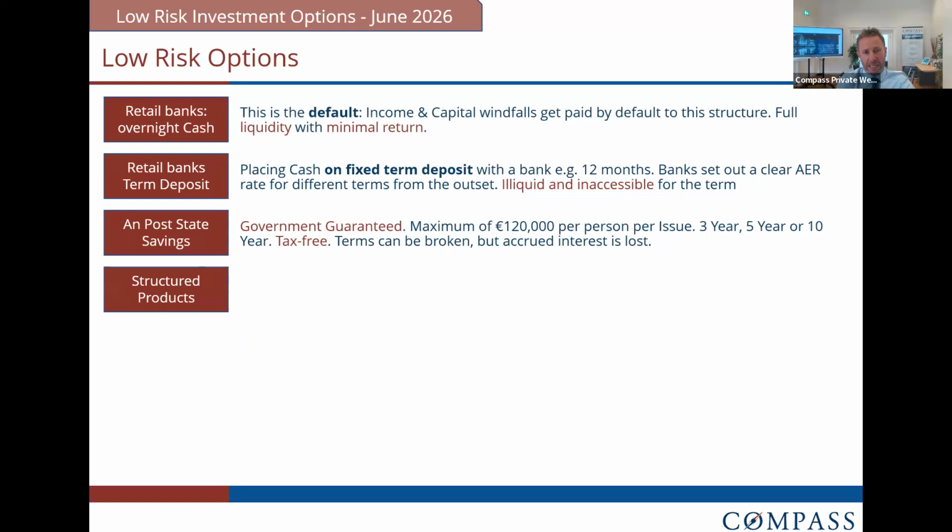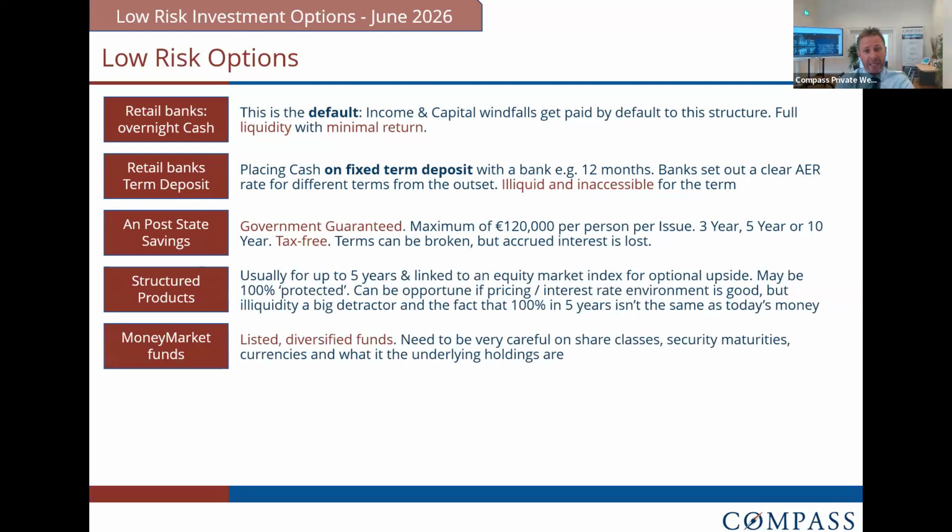Structured products are something that we're not a huge fan of, frankly, because they're often constructed in such a way that they're complex and there are all sorts of hidden fees and different things. We do see a lot of these being sold around the place. We do look at them on a case-by-case basis. Often, though, the catch is that they would say, okay, this is capital protected, so you get your 100% back in 5 years' time.